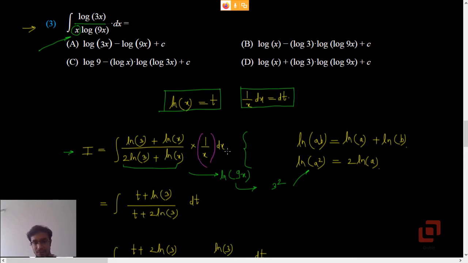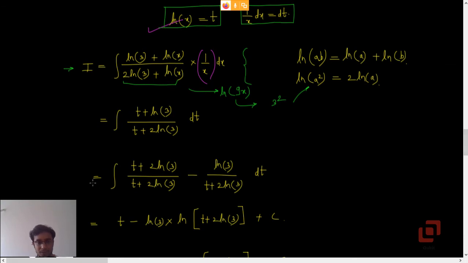let's write 1 upon x with dx. Okay, then let log x be t, so the integral will transform to t plus log 3 upon t plus 2 log of 3. Then let us go to this step. In this step, I have added and subtracted log of 3 from the numerator.